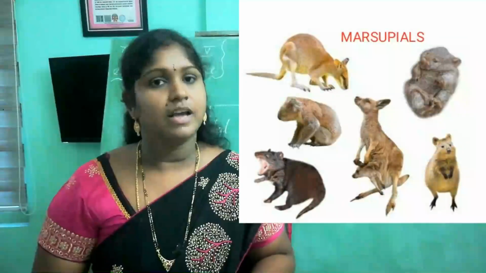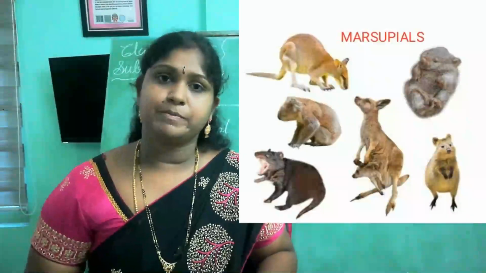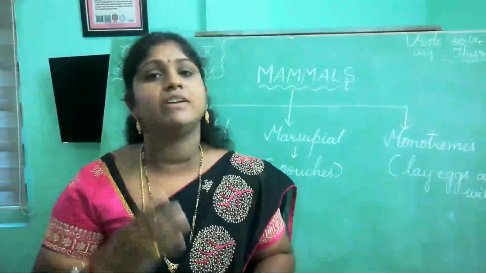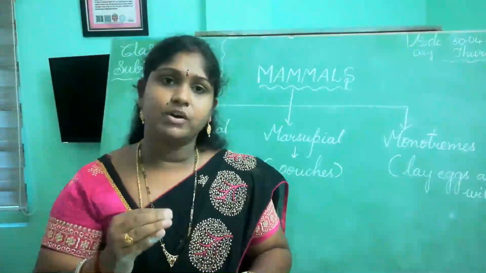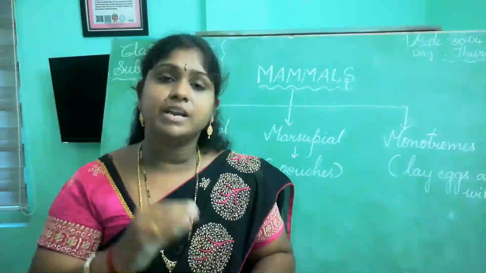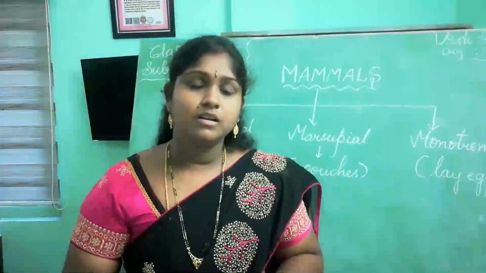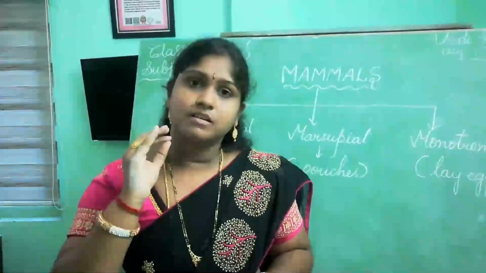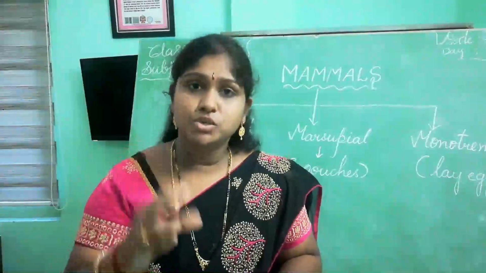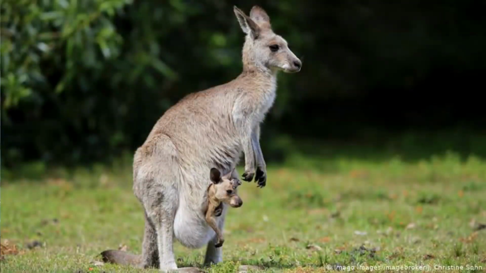So these are the examples of marsupials. Just we want to know about the kangaroo. So how does it develop in the kangaroo? First of all, the kangaroo will give birth to the young baby that is still undeveloped. It will remain in the pouch. At this stage, the baby is called a joey. Here, the baby doesn't go far from its mother. It will remain in the pouch and it will go near its mother only. So these are the marsupials.